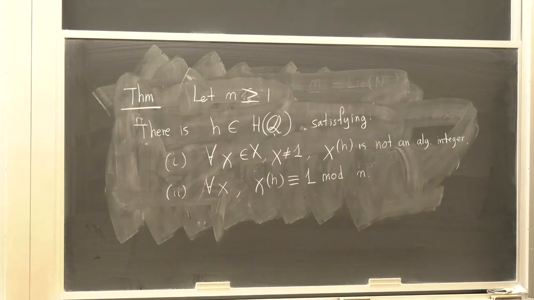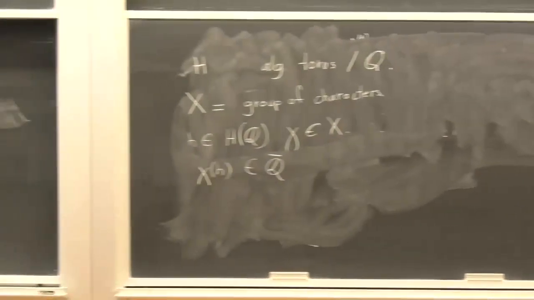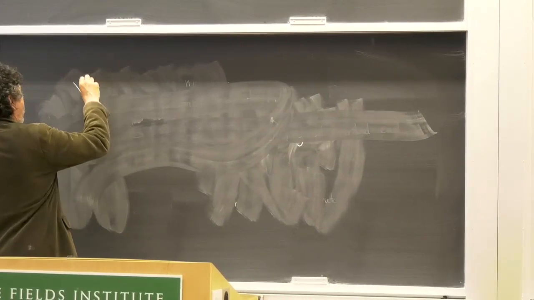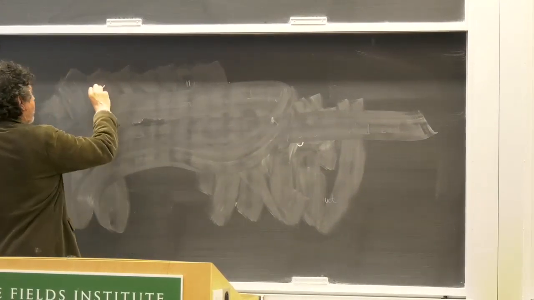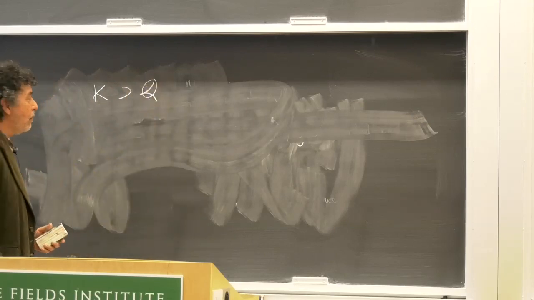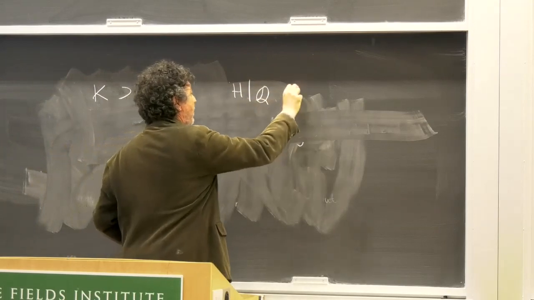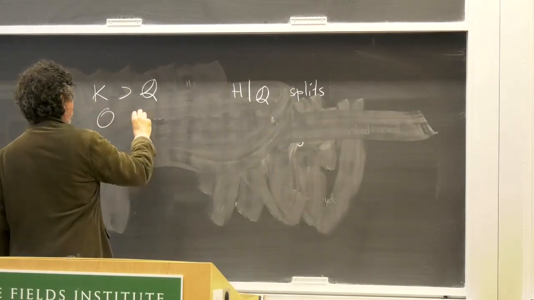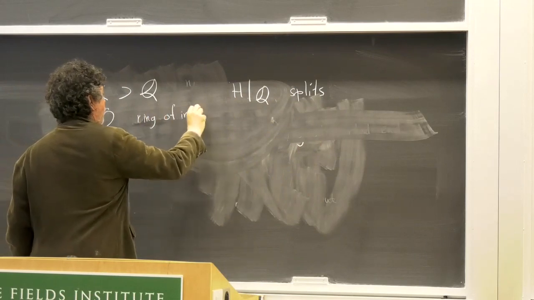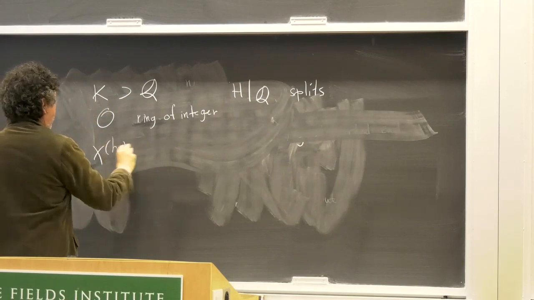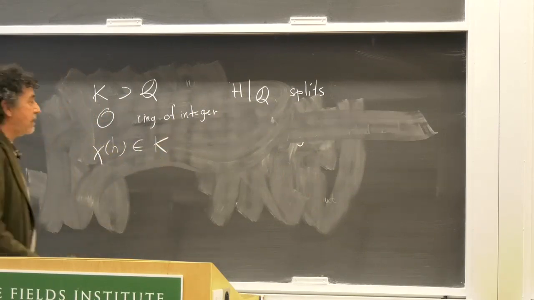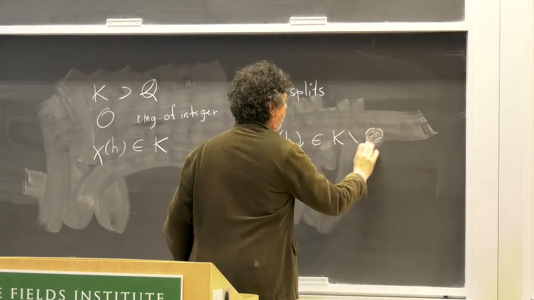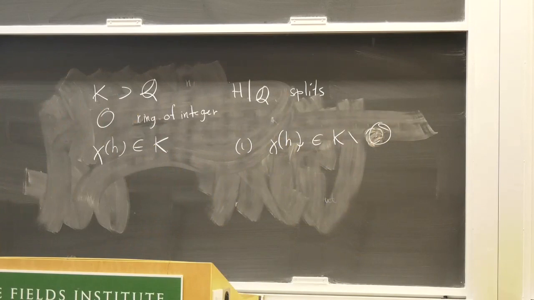So let me explain a bit more what this condition means. There is a K, a finite extension of Q such that H over K splits. And O is a ring of integers. So it is always the case that chi of h belongs to K. So the first condition is that chi of h belongs to K, but not in O, the ring of integers of K.